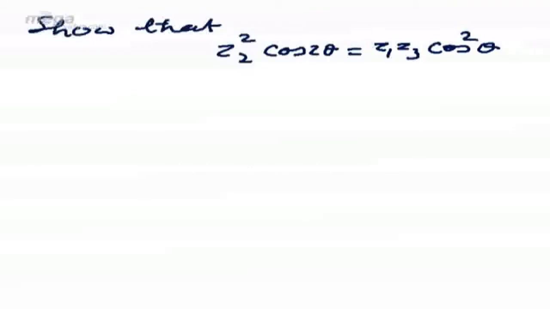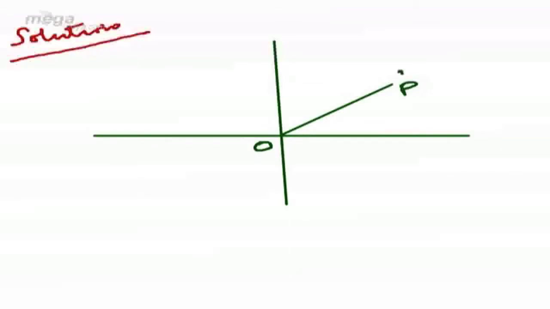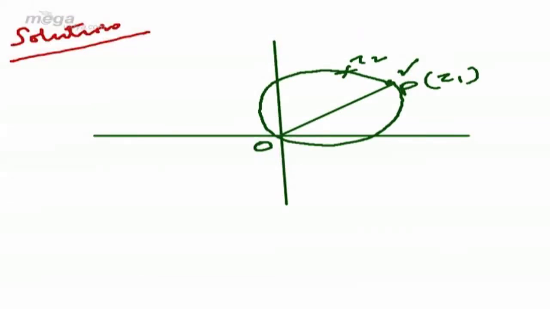Now let us come to the solution. P is the point in the Argand diagram, and taking OP as a diameter, we draw a circle. P is Z1, Q is Z2 and R is Z3. Q and R are the points in the same semicircle.